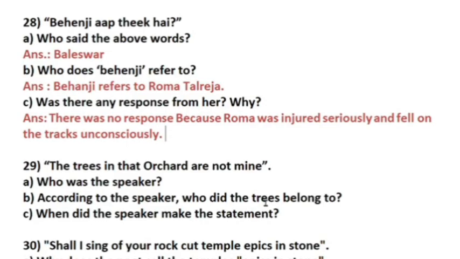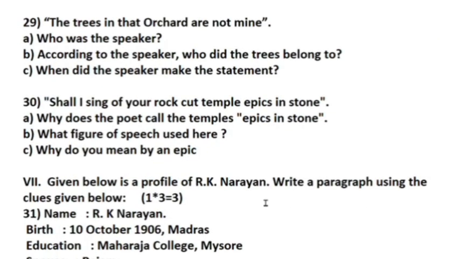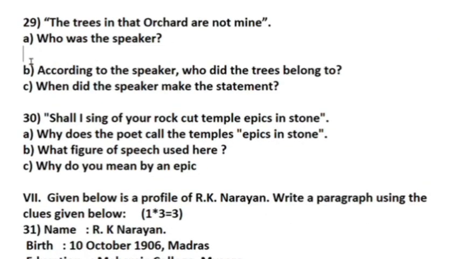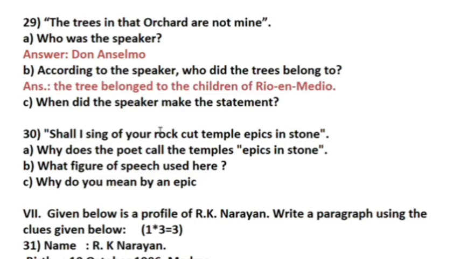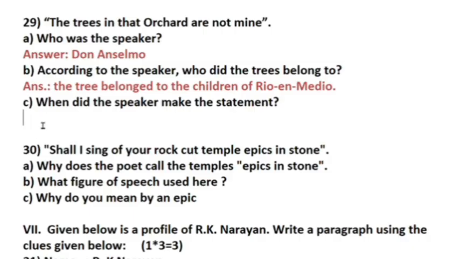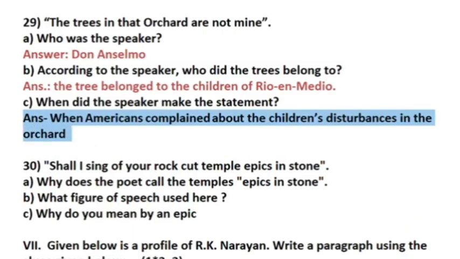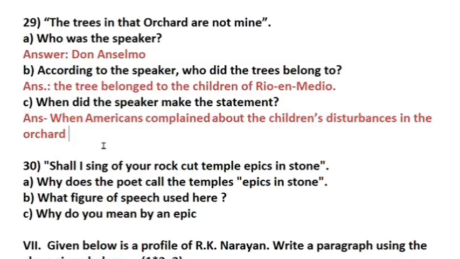Question number 29. The trees in that orchard are not mine. Who is the speaker? Answer. Don Anselmo. According to the speaker, who did the trees belong to? Answer. The trees belong to the children of Rio and Medio. When did the speaker make the statement? Answer. When the American complains about the children's disturbance in the orchard.